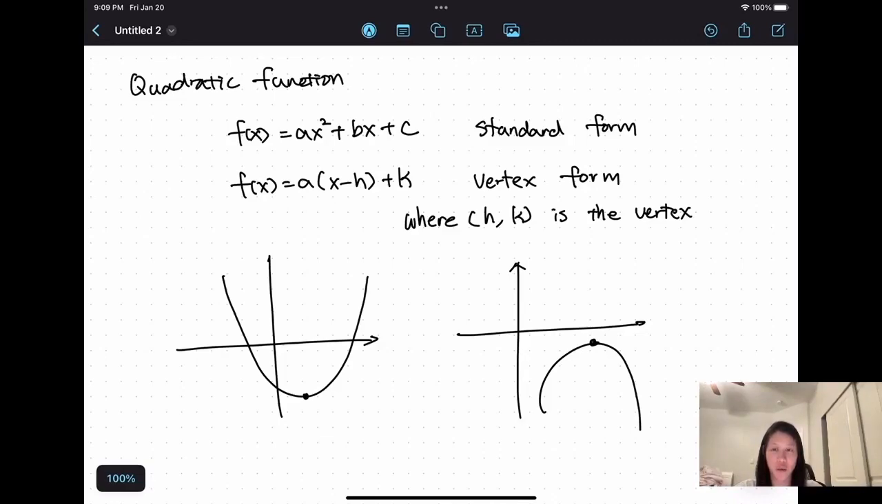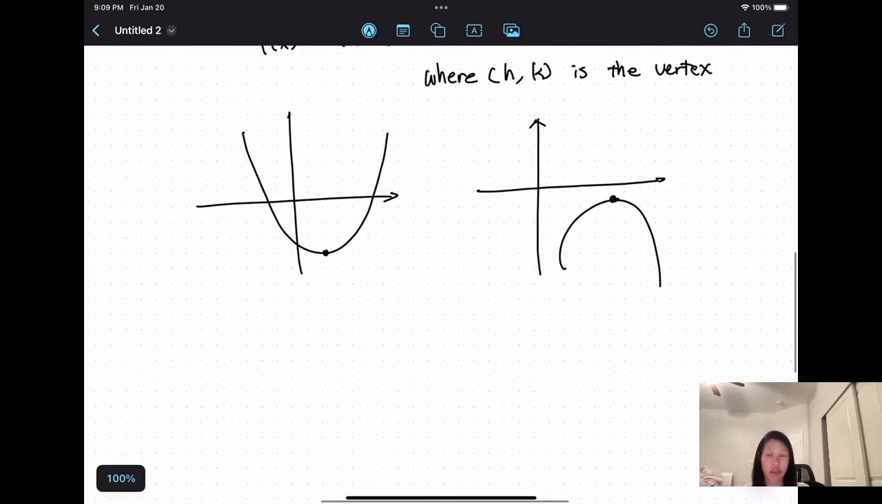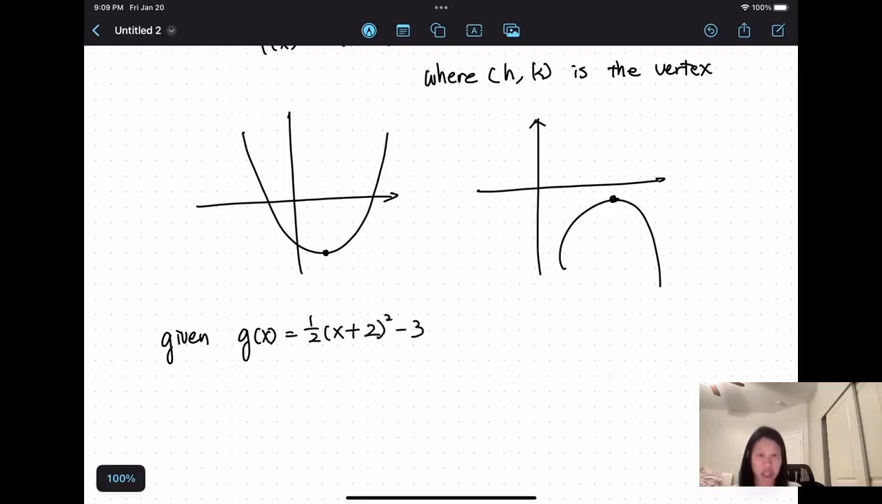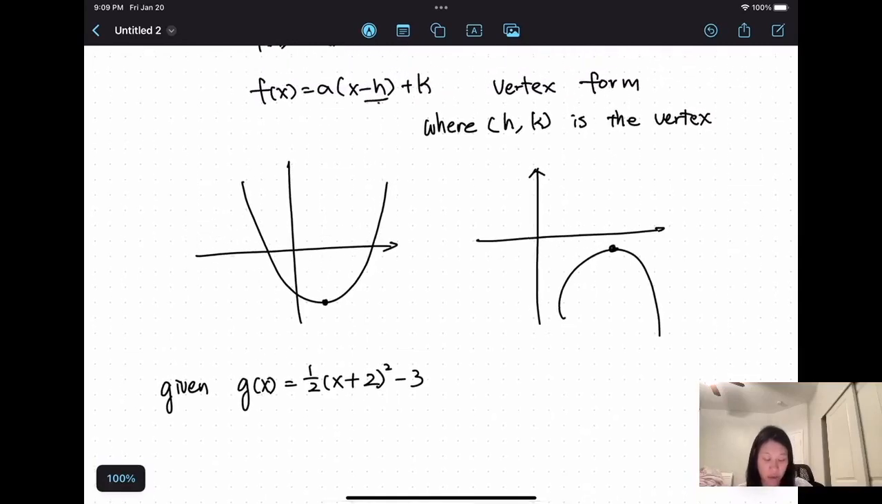When it comes to a quadratic function, how can we convert it? If I give you a function, g of x equals 1/2 times (x plus 2) squared minus 3, this is a vertex form, right? Which one is the vertex? Remember, our vertex is in the form of (h, k), so here it is a plus and a minus.